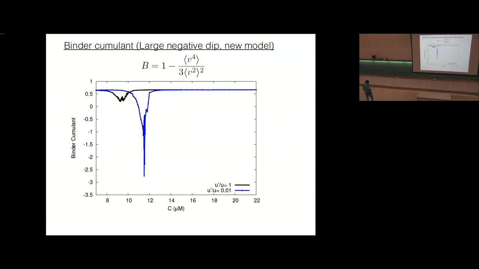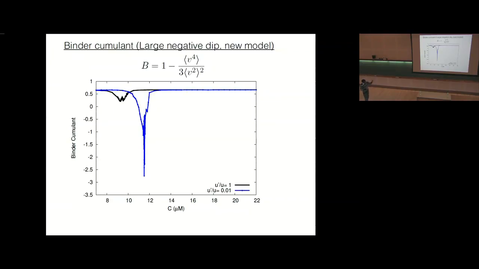You can look at the Binder cumulant, which is another traditional signature to look at for a first-order transition. If it is largely negative, that indicates the appearance of two peaks. When you have very large concentrations, you have just a positive velocity peak in the probability distribution, so you have the value 2/3. When you come to very small concentration, you again have a value 2/3. In between, you have the transition. In the old case, you have a small bump. In the new case, you have a large negative bump.